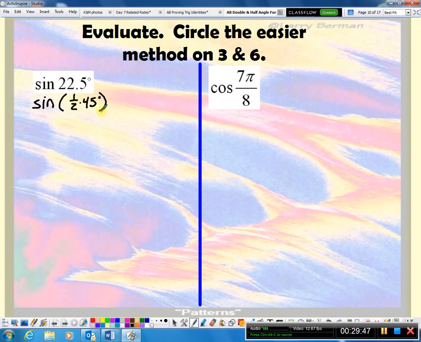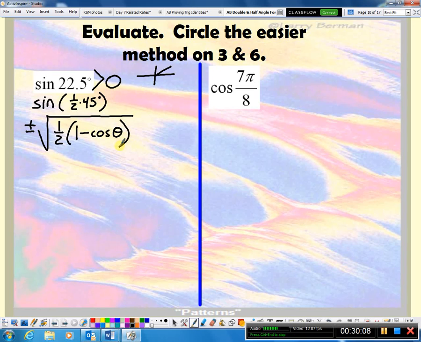Now remember, 22.5 is in the first quadrant, so I know that sine of 22.5 is positive. Why am I telling you that? Because you don't say plus or minus the square root of 1/2 times 1 minus cosine theta. You don't say plus or minus. You choose one. And I choose positive on this one because I can already tell from the problem that the answer is going to be positive. So don't leave the plus or minus.